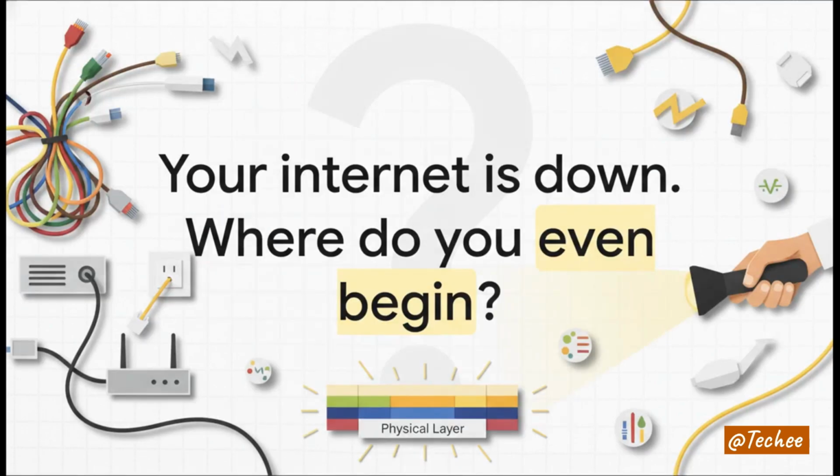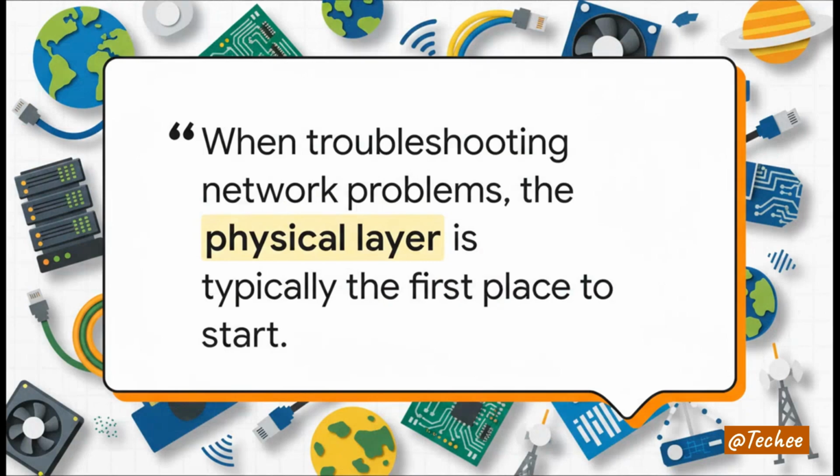I mean, when your internet goes down, it feels like the problem could be, well, anywhere. But here's a little secret that every IT pro lives by. You've got to start at the very beginning. That's right. Before you start messing with IP addresses or diving into your software settings, you need to check the physical layer. Seriously, this is the rock-solid foundation of your entire network.